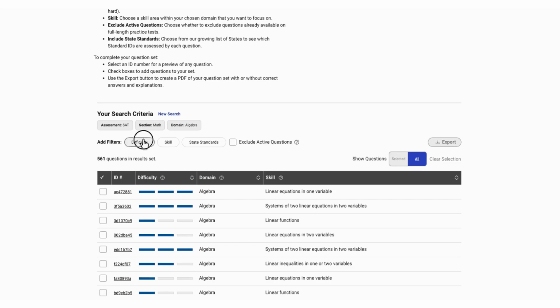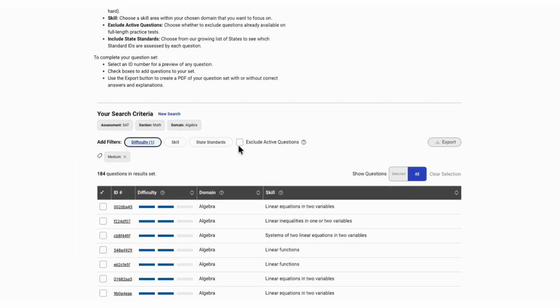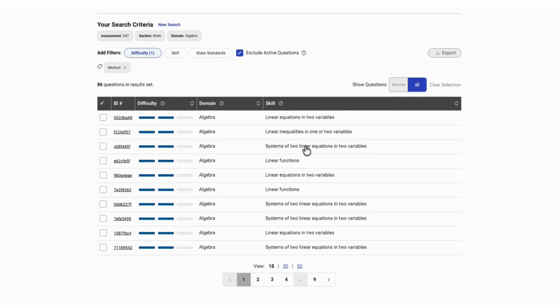And for the difficulty, I'm not going to choose easy or hard. I'm going to go with medium. And I'm also going to check this box. What this box does is, as the name says, it excludes active questions, which means that it filters out any official BlueBook full-length practice tests. So any questions that we'll be solving will not be in any BlueBook practice test you take, so that we don't spoil any of those tests.